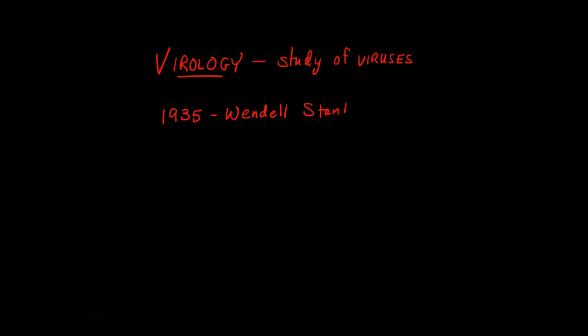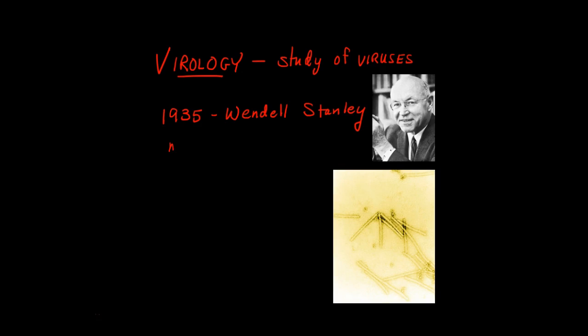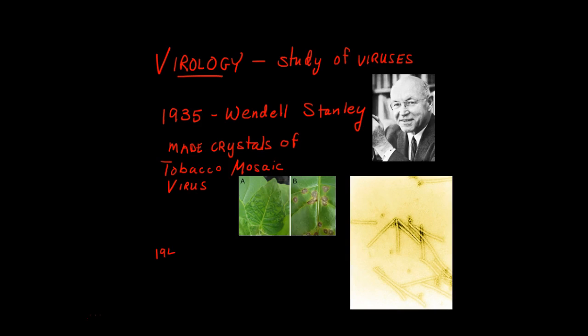One of the early pioneers in virology and also in molecular biology is Wendell Stanley, who in 1935 made crystals of tobacco mosaic virus. And people were already making crystals of proteins at that time. And you can see the crystals in yellow on the slide. But an entire virus had not been crystallized. This virus is known to infect tobacco, which you can see in the little inset there.